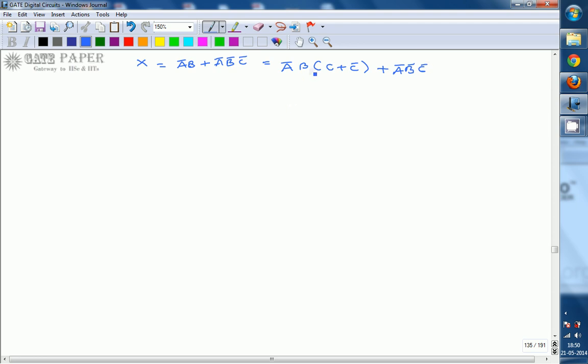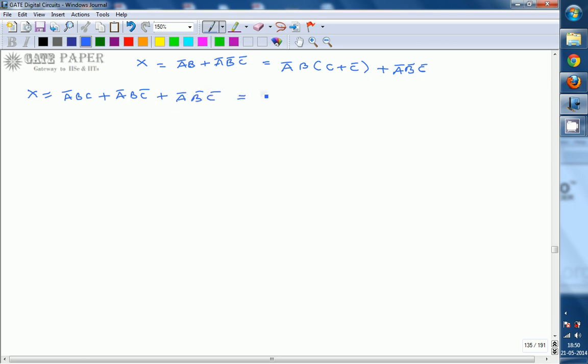c plus c bar is nothing but 1. 1 into something is nothing but something; the value will not change whenever you multiply with 1. So we assume a bar b into 1, where that 1 can be written as c plus c bar. So now x is equal to a bar b c plus a bar b c bar plus a bar b bar c bar.